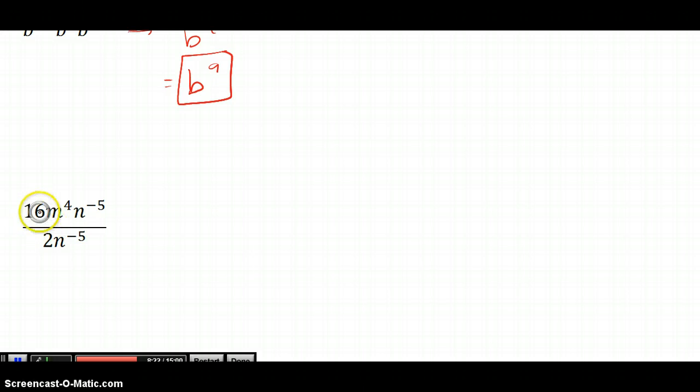So if we start with our coefficients, our 16 and our 2, divide those. This is a fraction bar, meaning you divide the top and the bottom. So 16 divided by 2 would just give you 8. And if it helps, maybe circle what you're dividing so you know what you've divided. I did 16 divided by 2, which is 8.